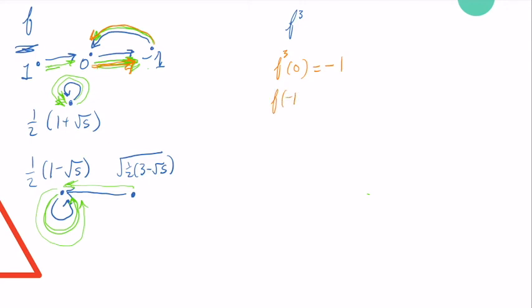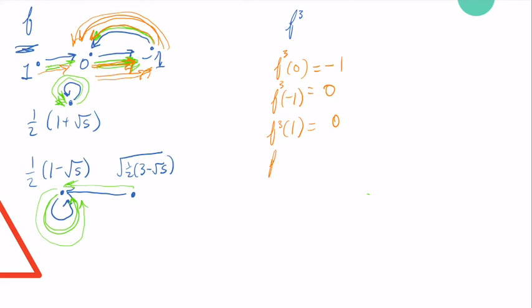F3 of -1, I'm going to do the same thing. So -1 originally mapped to 0. Then it mapped back to -1. Now I apply it a 3rd time, so it's going to go to 0. F3 of +1 is where it gets a little more interesting, because 1 goes to 0, then 0 goes to -1, and then -1 goes back to 0. So F3 of 1 is also 0.